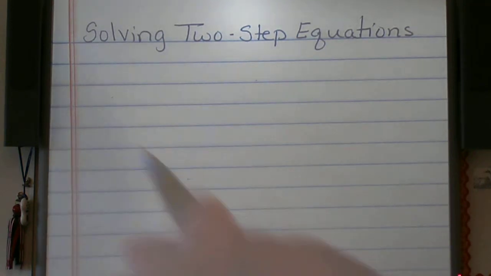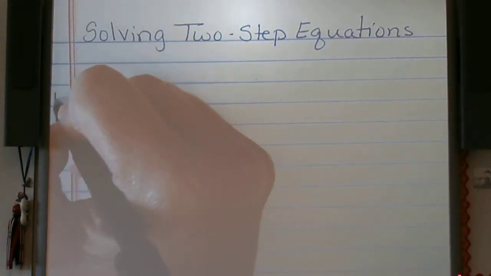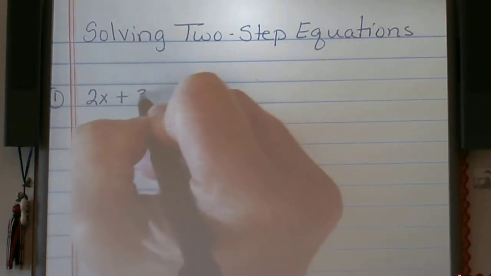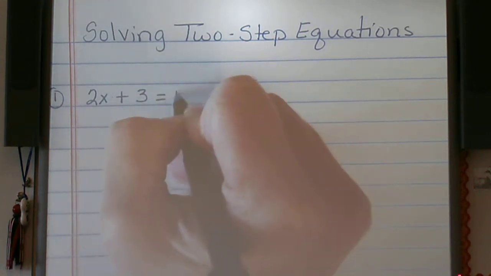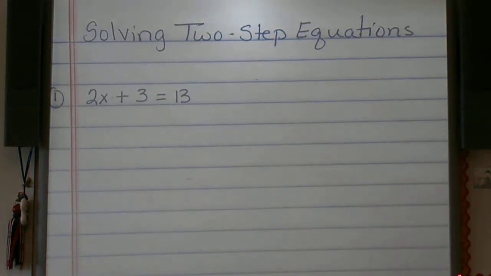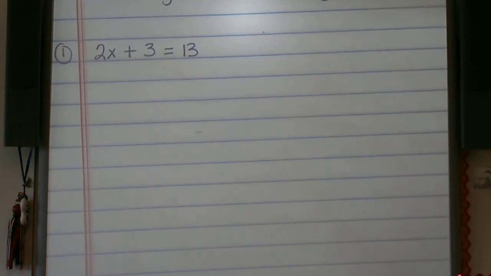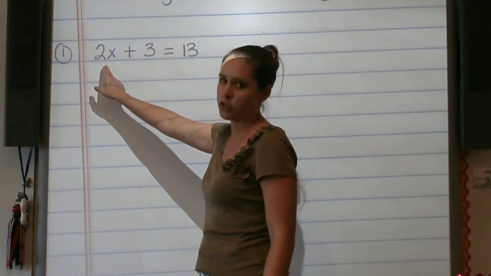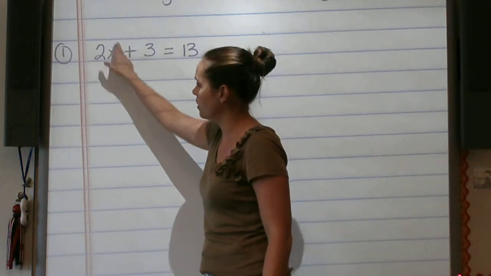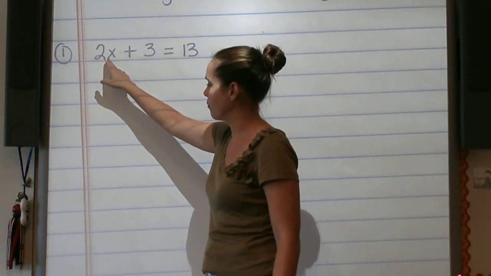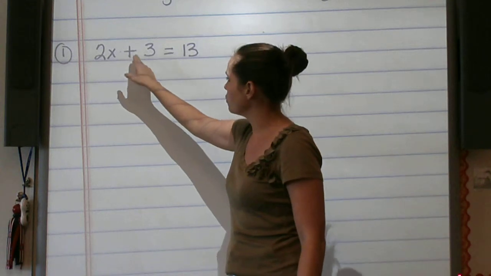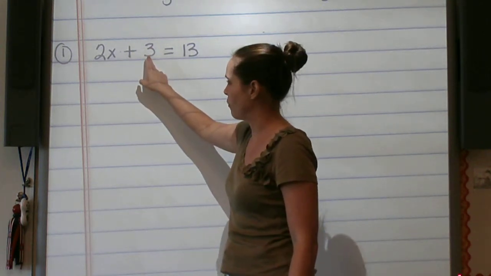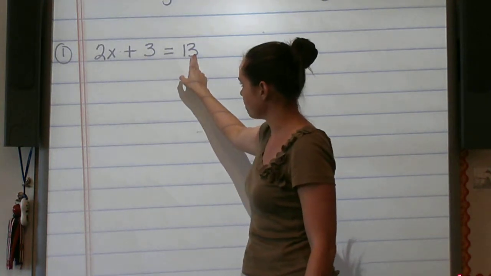Our first example is going to be 2x plus 3 equals 13. So in this example, our variable is currently being multiplied by 2. So that's going to let us know that here's one inverse operation that we're going to have to perform. We also have a plus 3, so this tells us we have a second inverse operation that we're going to need to perform, equals 13.